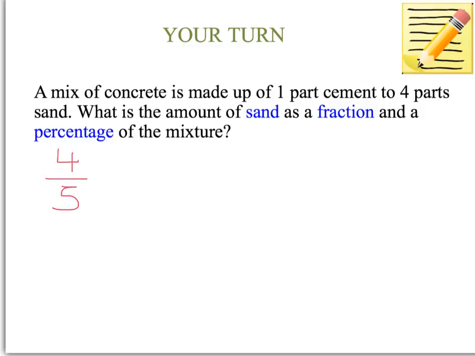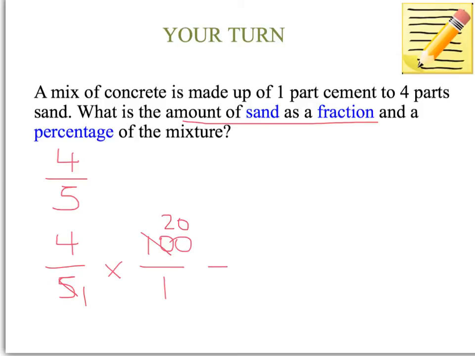That's what it's asked us to do. It's asked us to write the amount of sand as a fraction, and we also need to write it as a percentage. So 4/5, we can work out what the percentage is by multiplying it by 100 over 1. Again, cancelling out. 5 ones are 5, 5 20s. 4 times 20 is 80. Equals 80%.